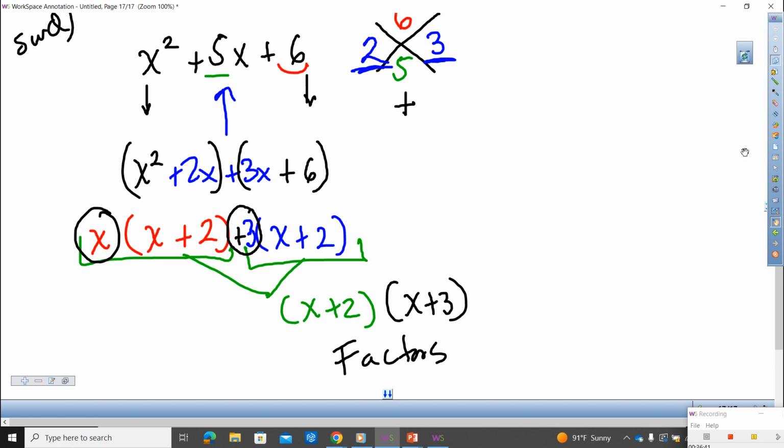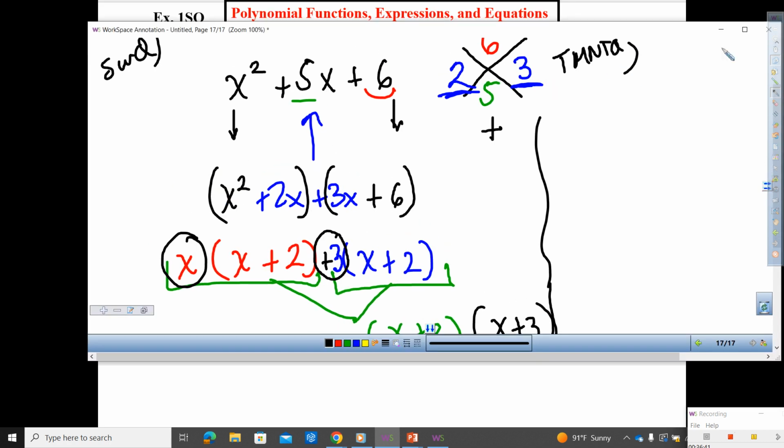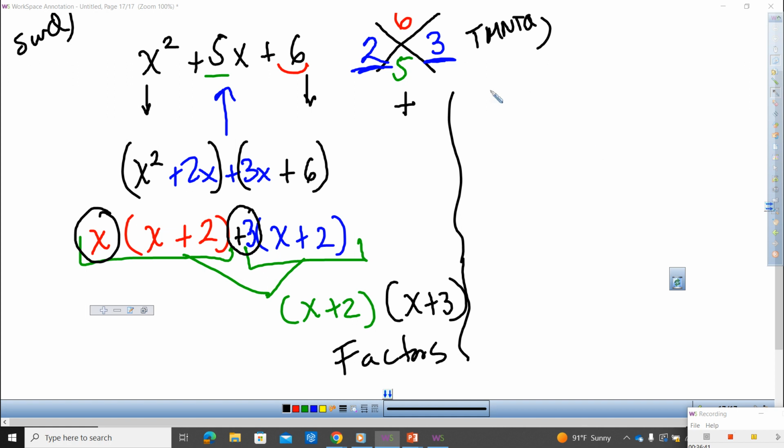Let's do another one. Example, Teenage Mutant Ninja Turtles cube. Here we go. x squared plus 7x plus 10. Follow that same process. Go.